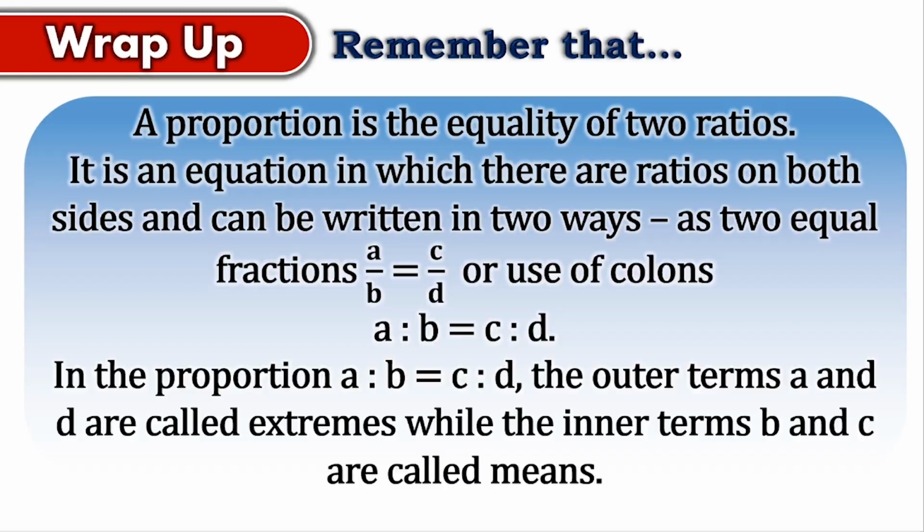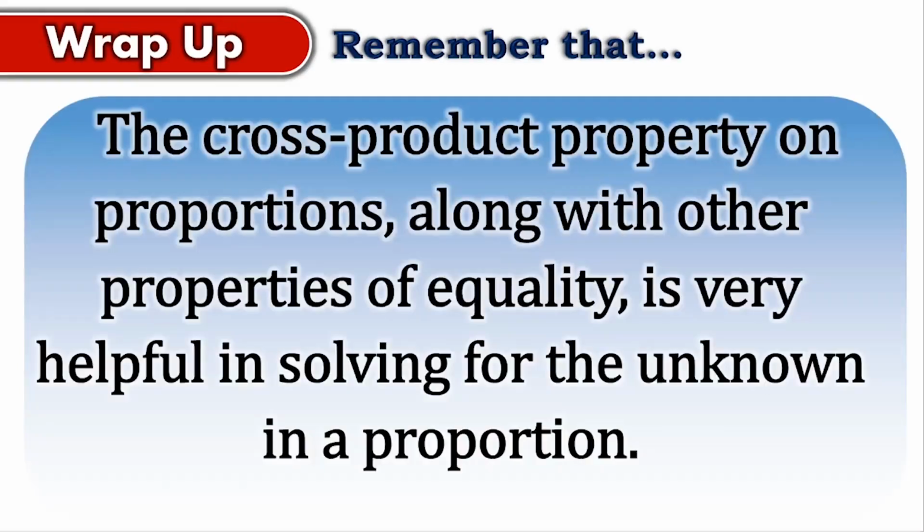In the proportion A is to B is equal to C is to D, the outer terms A and D are called extremes, while the inner terms B and C are called means. The cross product property on proportions, along with other properties of equality, is very helpful in solving for the unknown in a proportion.